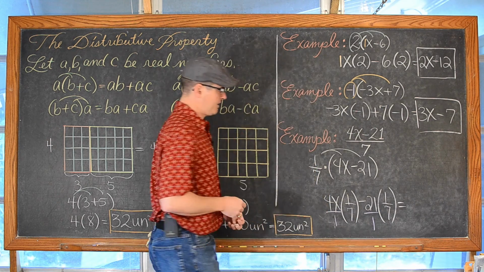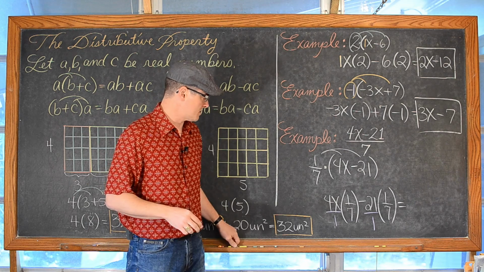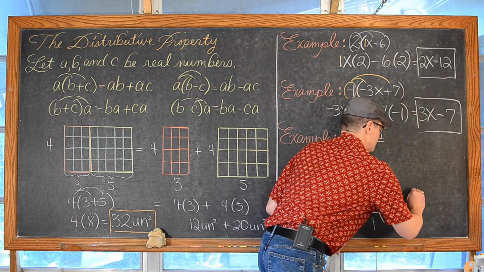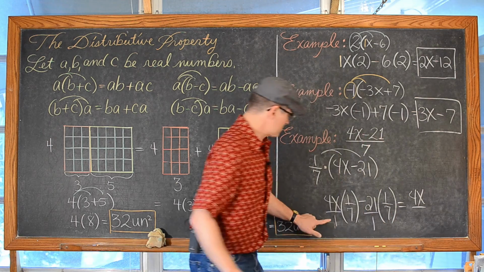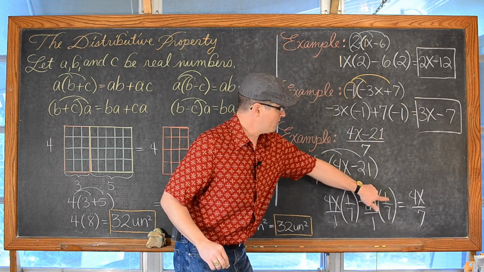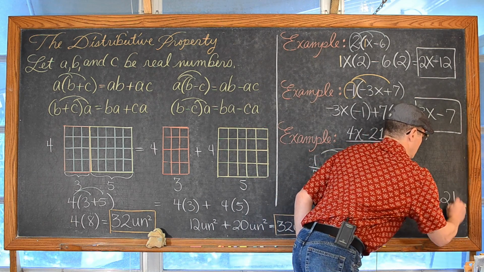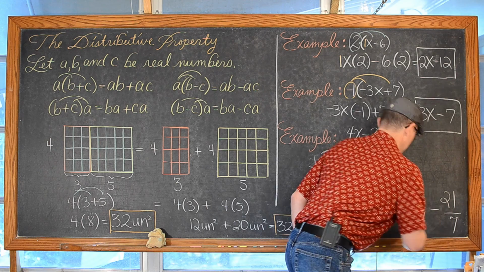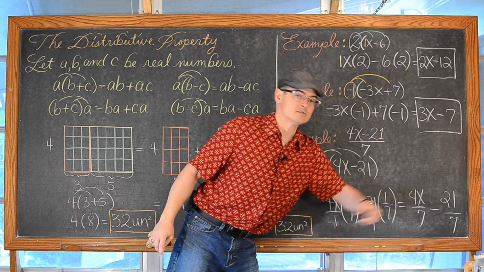So let me put a 1 underneath the 4x and the 21, and we can see it's 4x times 1, so that's 4x, and it's 1 times 7, which is 7. And it's 21 times 1, and it's 1 times 7. And it's a negative times a positive, so it's negative.